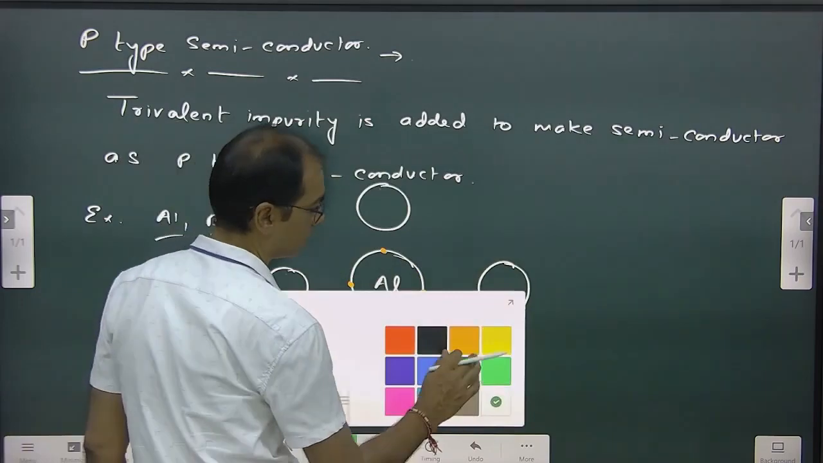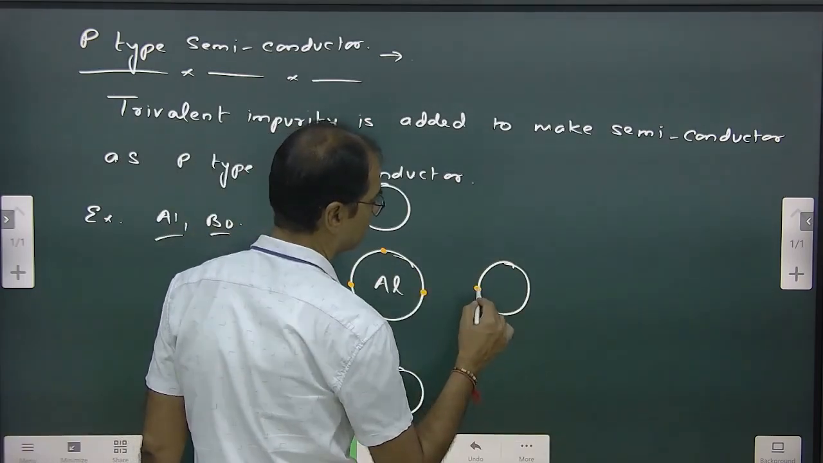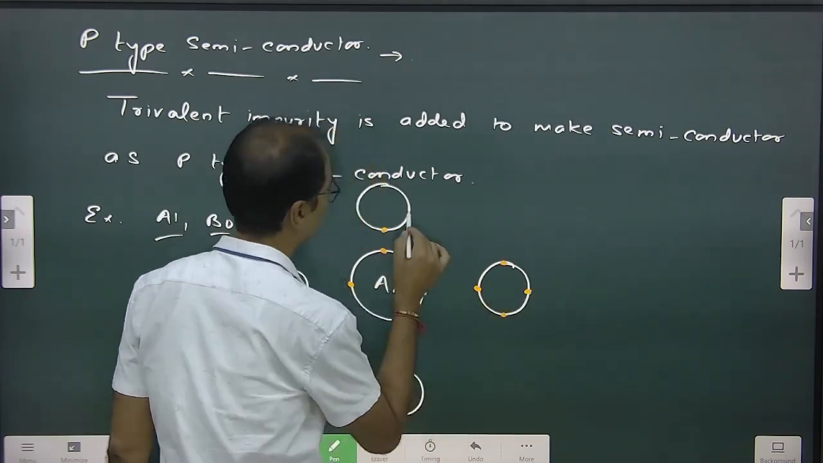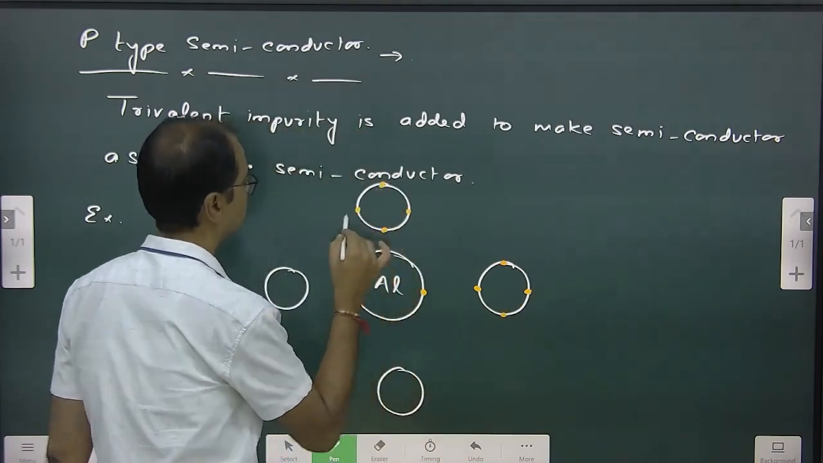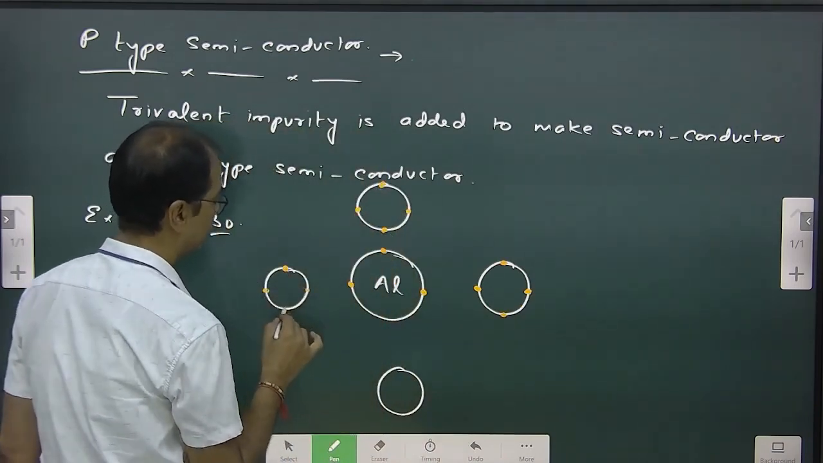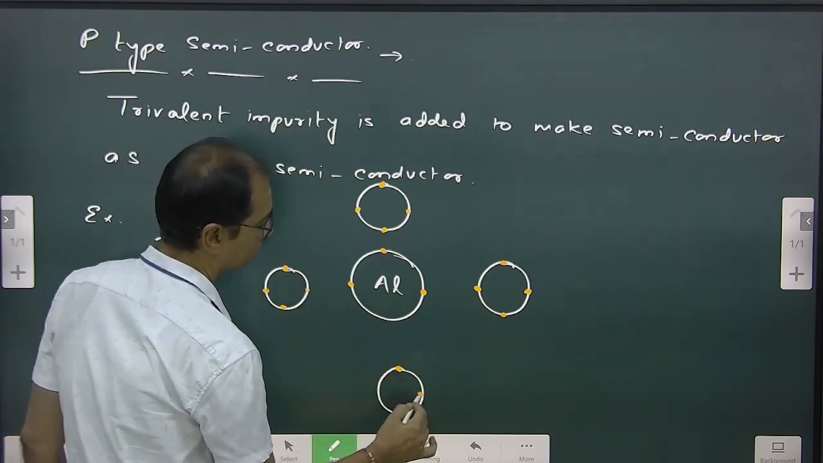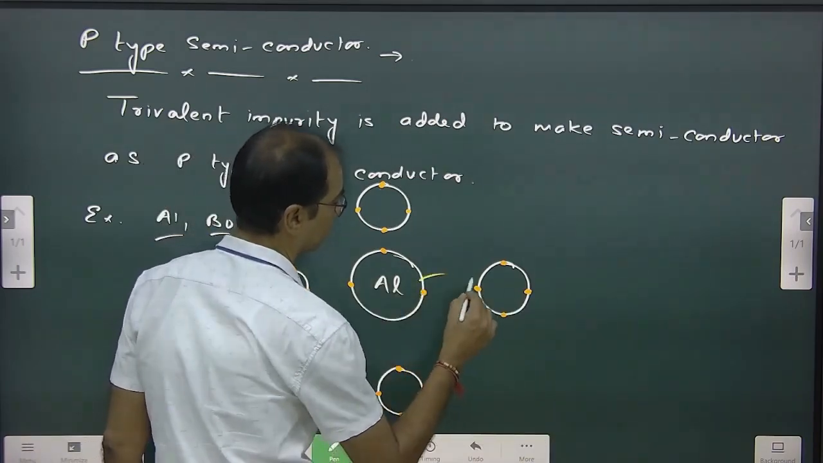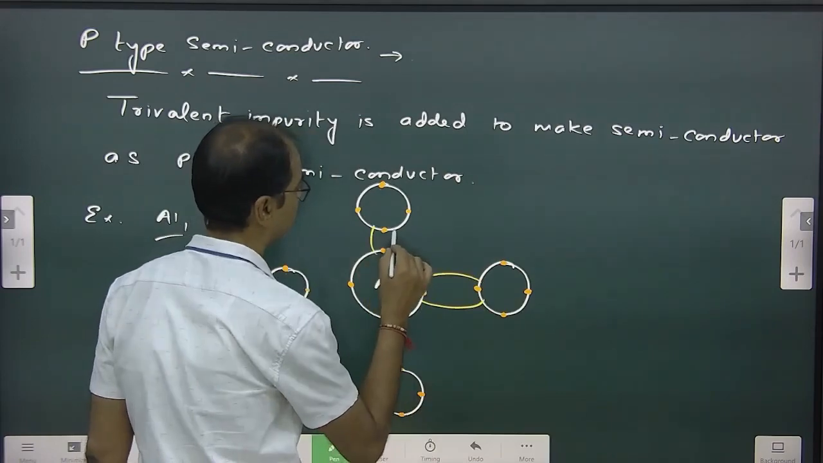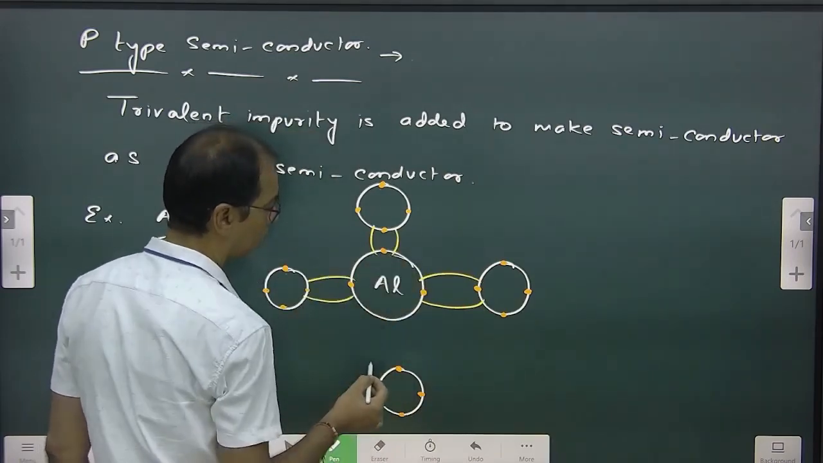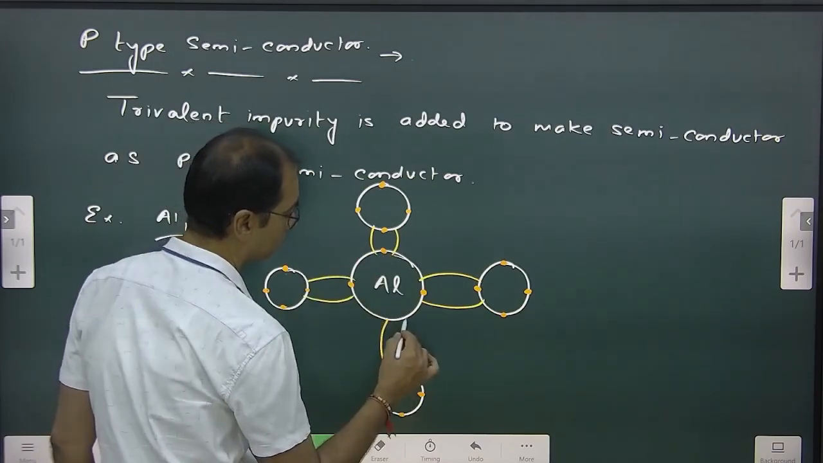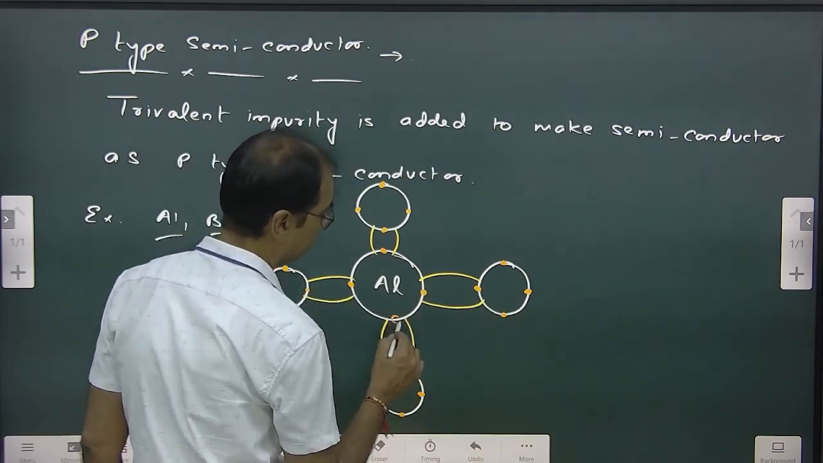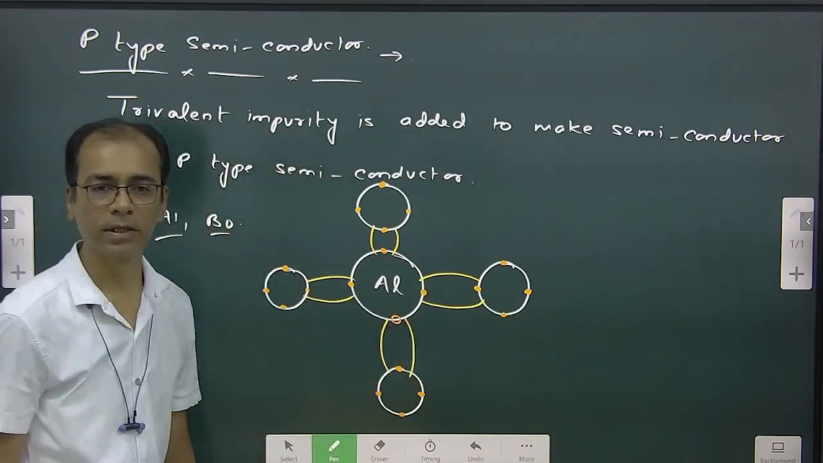Silicon's electrons are also there. This is silicon's electron. Silicon has how many? 4. These are 4, here also and here also. Now they will be shared. This is shared here, this is shared, this is shared. But here there is a vacancy. There is nothing to be shared. So there is a vacancy now.